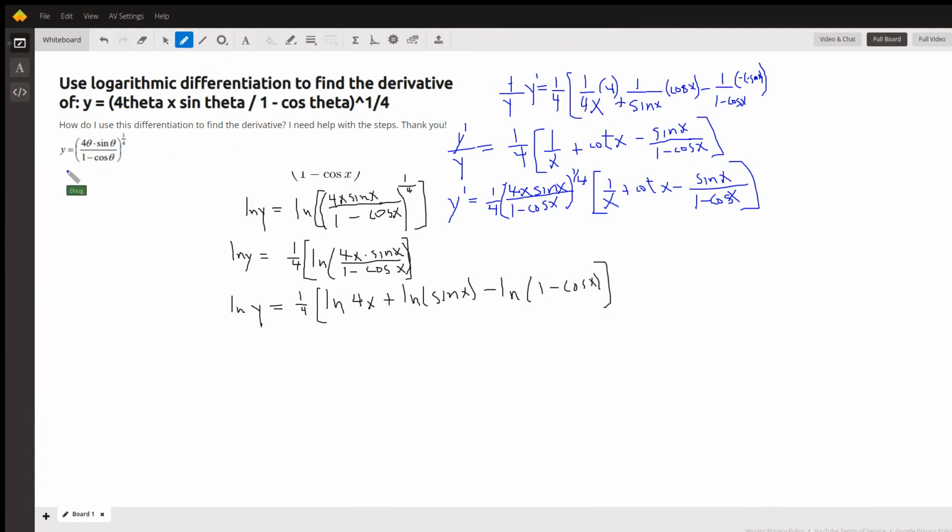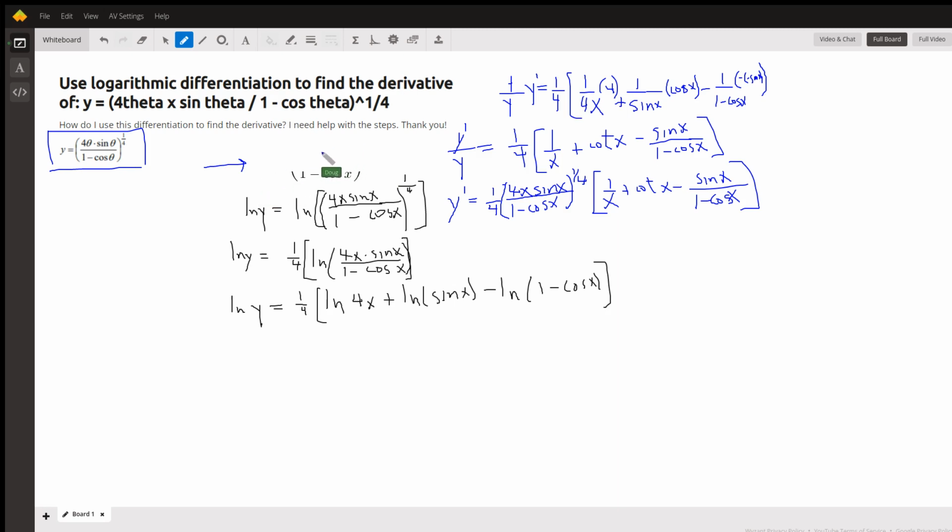Okay, so the question is, how do you use logarithmic differentiation to find y prime for this function? I rewrote this using x's instead of thetas, just easier to write. Realize that you could do this without logarithmic differentiation.